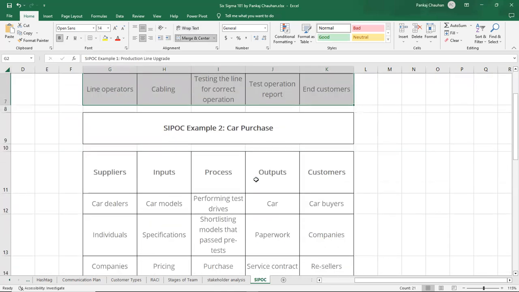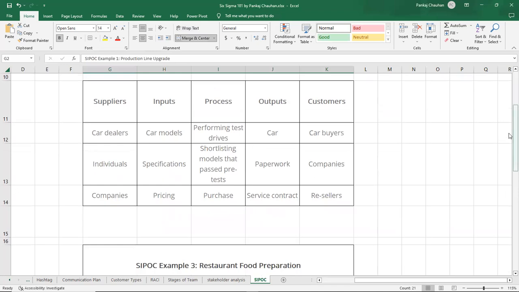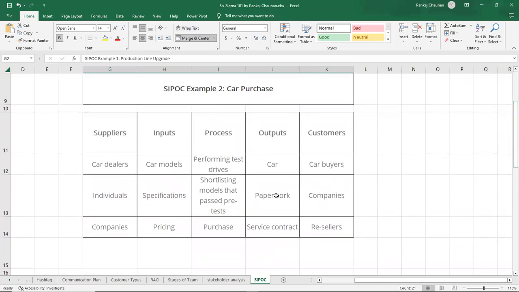Let's talk about you, as a human, wanting to buy a car. For a car purchase, first you perform a test drive once you select it. What you need for the test drive is different car models, and the car dealers will be supplying you these models. Output, you will receive when you perform the test drive, and you will decide this is the car. And you are the customer, as the car buyer here.